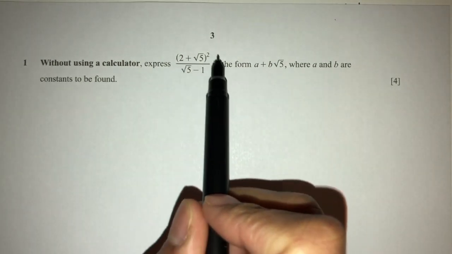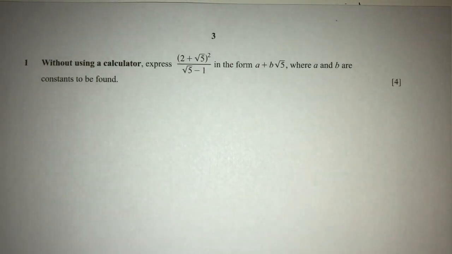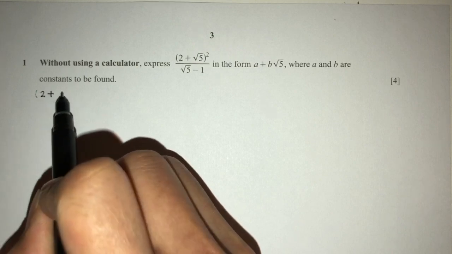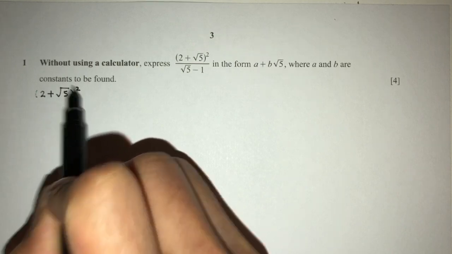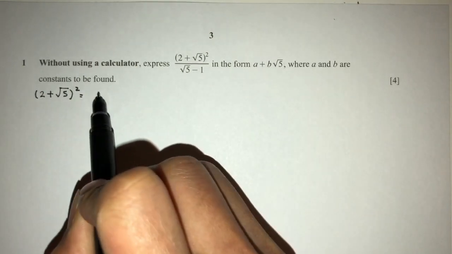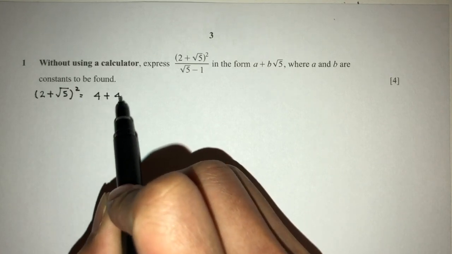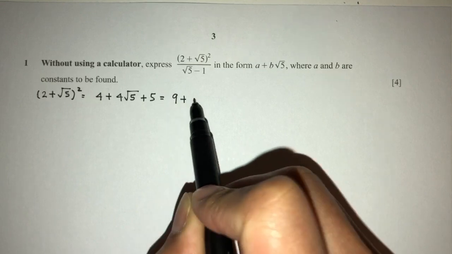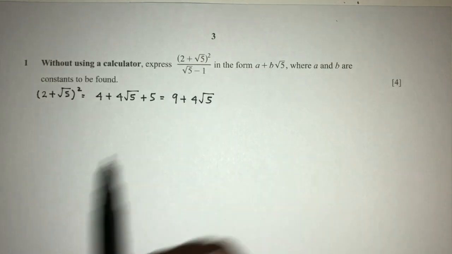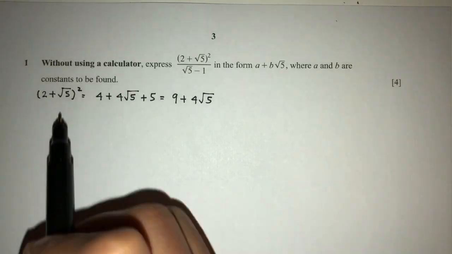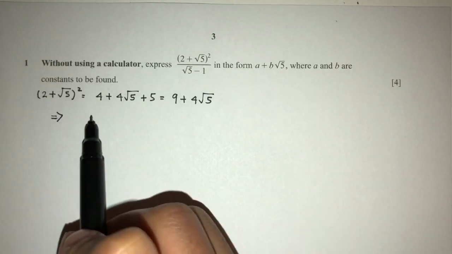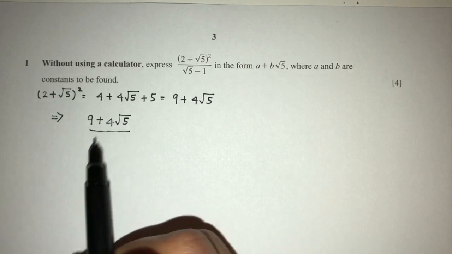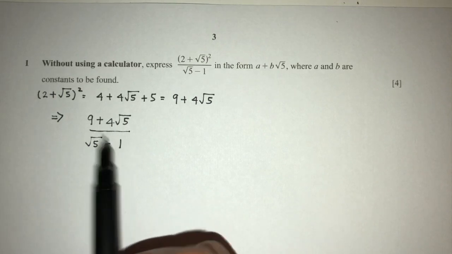On the numerator, we have this value. Let's expand and see what happens. So we have 2 plus root 5 squared. If you expand, you will have 4 plus 4 root 5 plus 5, which is 9 plus 4 root 5. Now let's replace this back in the main fraction. So right now you will have on top 9 plus 4 root 5 over root 5 minus 1.